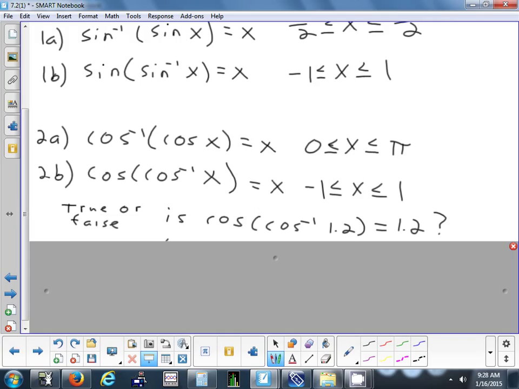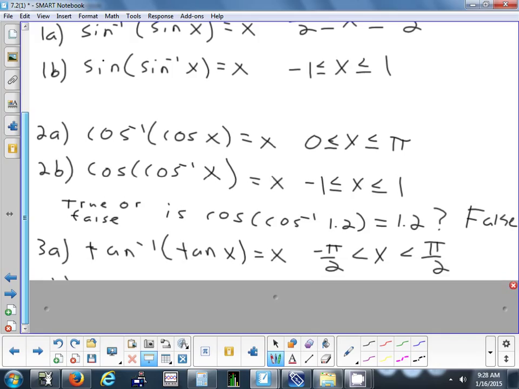So the first thing you do is you look, okay, inverse is on the inside. Okay, that's formula 2b. Look at x. Look at what it has to be between. Is my value between what it has to be? No, this is false. Right, so that's a very easy question, just like a true false.